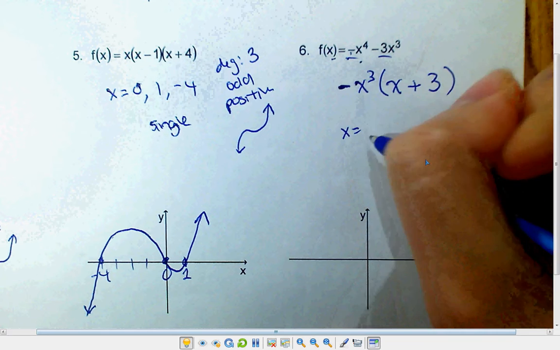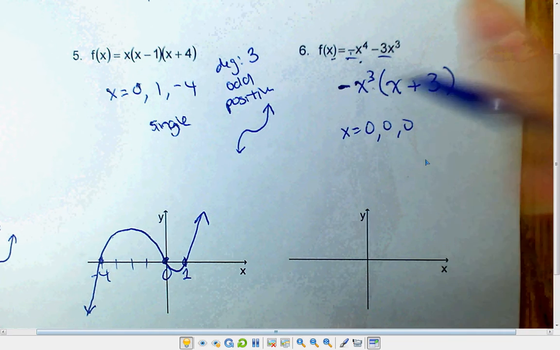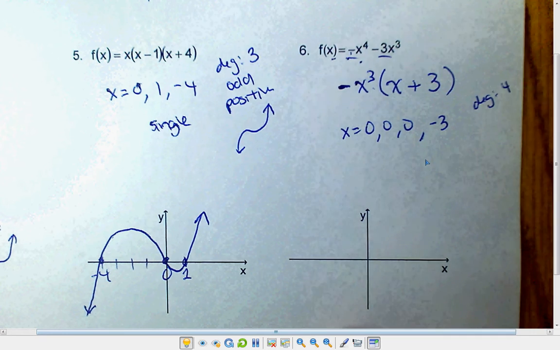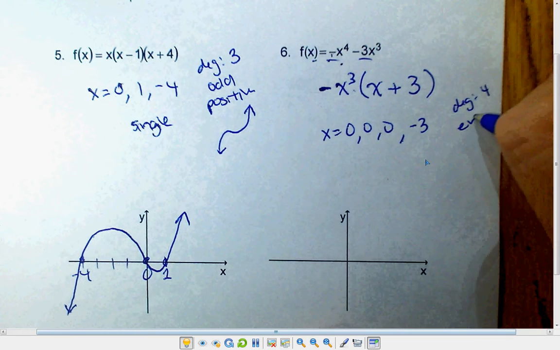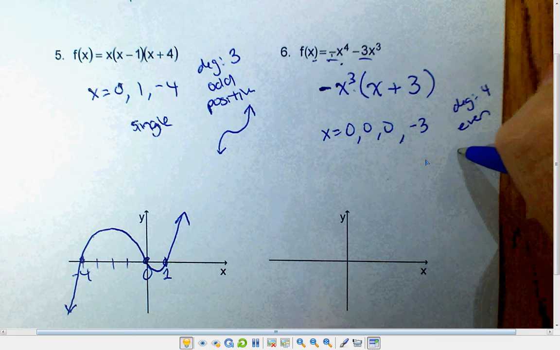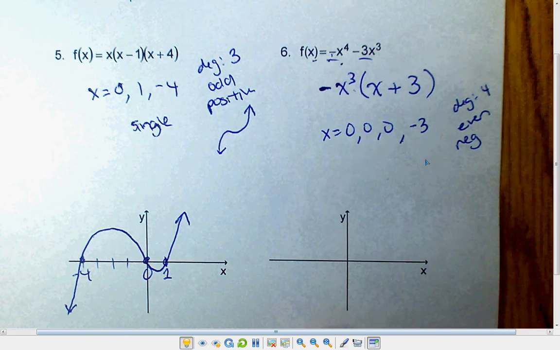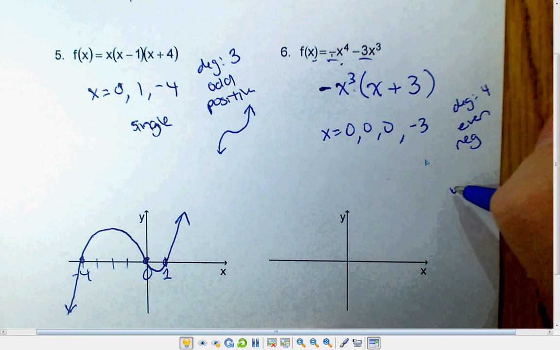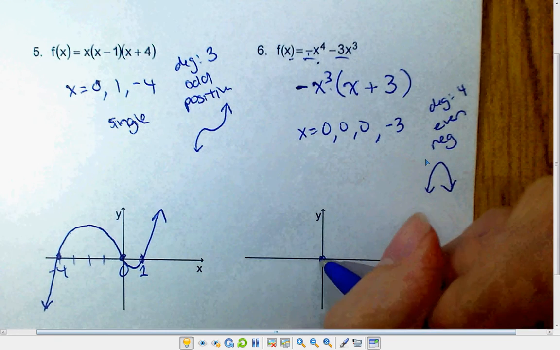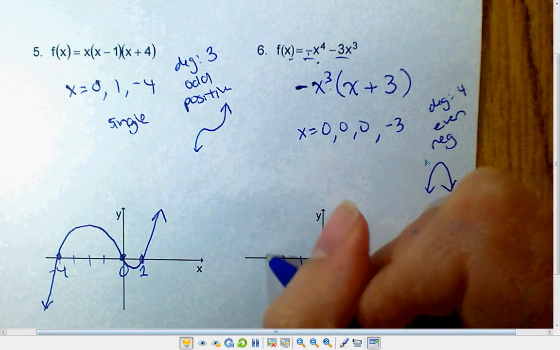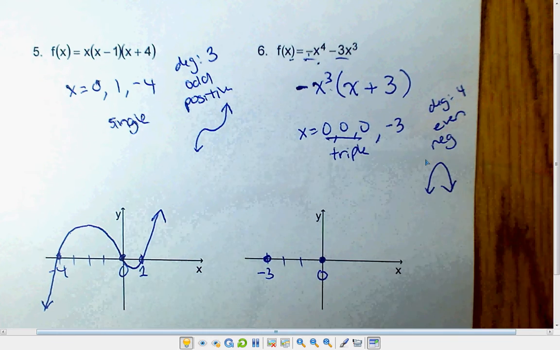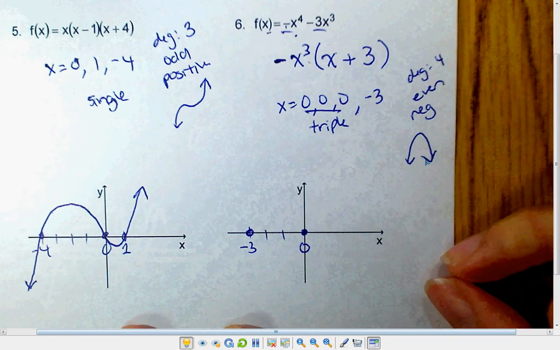We have 0 three times. We also have a negative 3. So my degree is 4. It's an even function, but this negative out in front tells me that it's going to be a negative even, which means it's going to be pointing down, opening down. So my two roots are 0 and negative 3. 0 is going to be a triple root, whereas negative 3 is going to be just a single one.